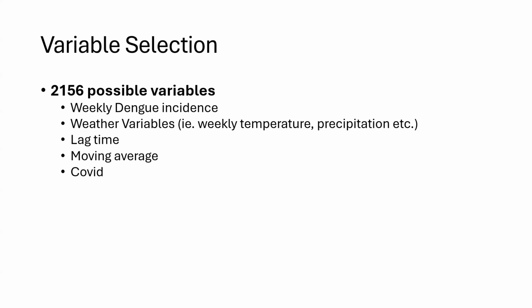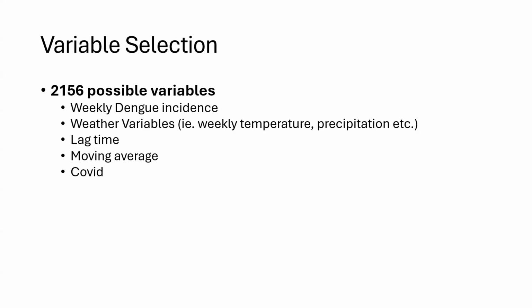And the final variable we included was COVID. So we collected data over COVID years, and this did influence the reporting of dengue incidents. So we included it as a binary variable to help address underreporting at that time.